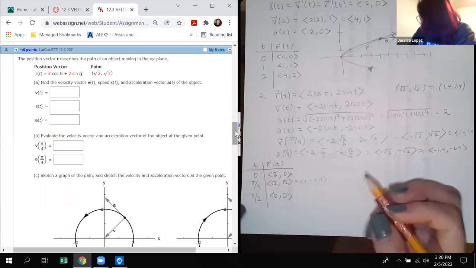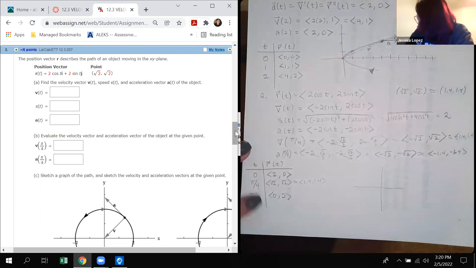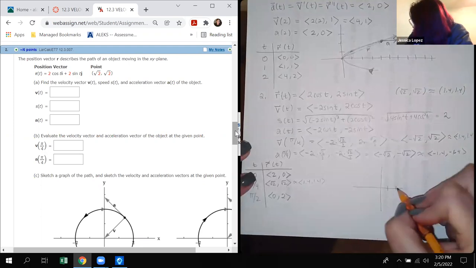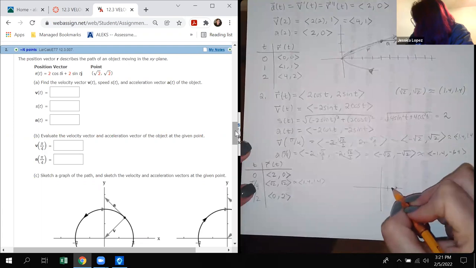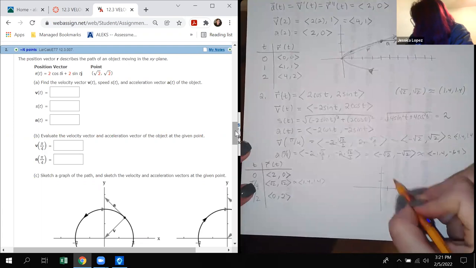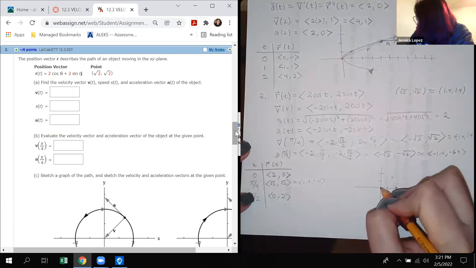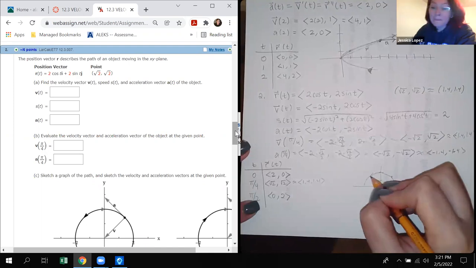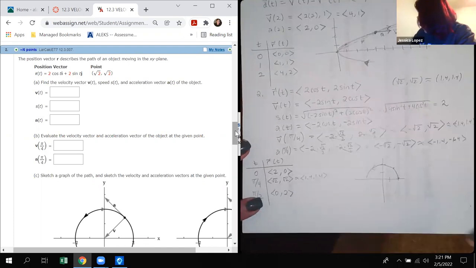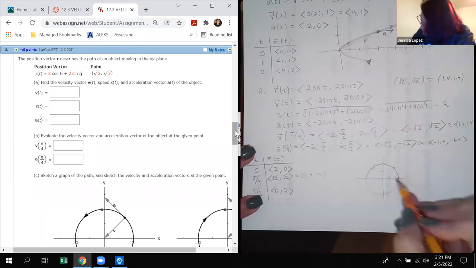So if I graph this, we have 2 and 0. 1.4 and 1.4, which is about right here somewhere. And then 0 and 2. So it's going in this direction, okay? And it is a circle. If you go all the way to 2 pi, you will end up all the way around, okay? But it is going in this direction.